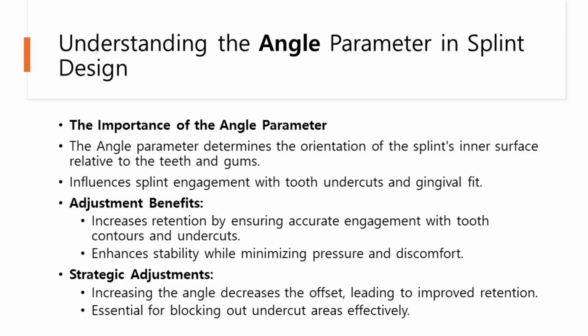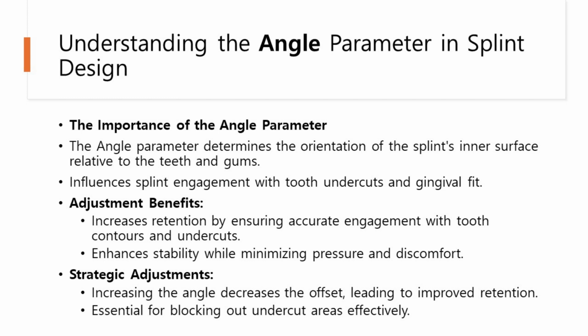The angle parameter is crucial in dental splint design, as it sets the orientation of the splint's inner surface in relation to the teeth and gums. This orientation directly impacts how the splint fits and functions. Its primary influence is on the engagement between the splint and the tooth undercuts, as well as how the splint fits around the gingiva. Proper engagement is key to the effectiveness of the splint.